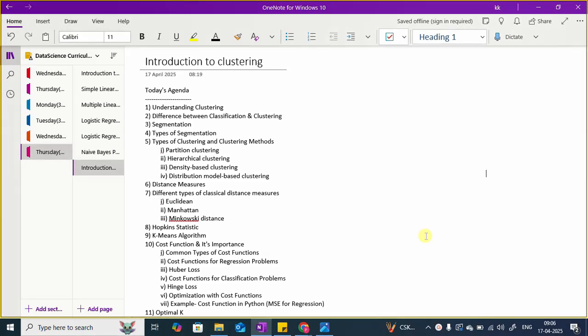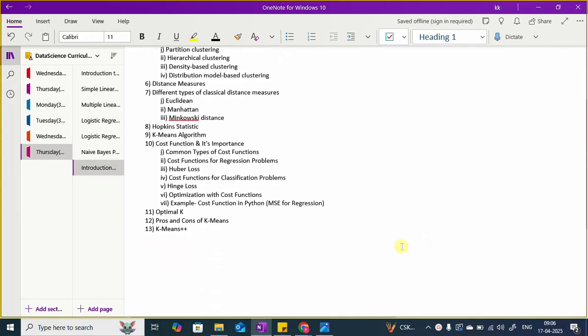So as part of today's class, we are going to discuss clustering. I have set the agenda that we are going to discuss as part of today's class. Let's see up to what extent we can cover. If anything is left, then obviously we'll complete it in the next class onwards.